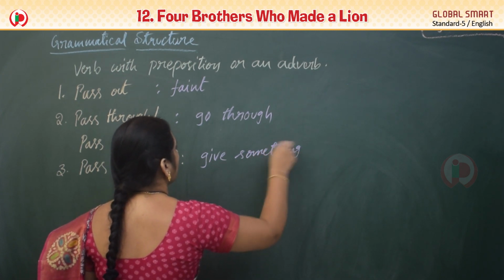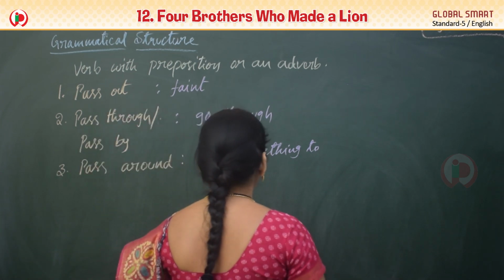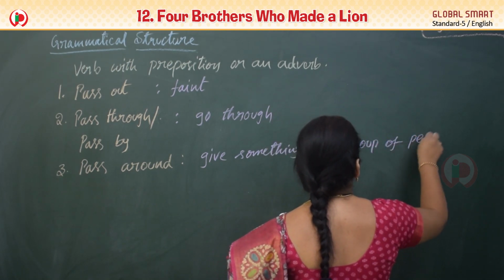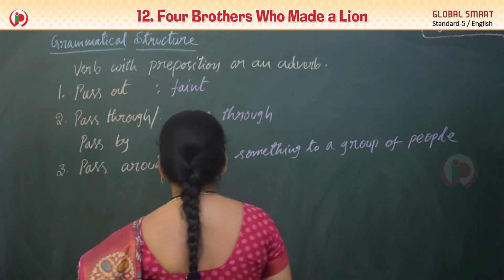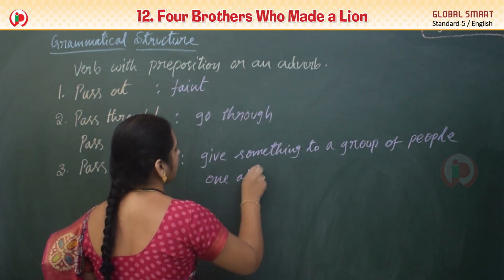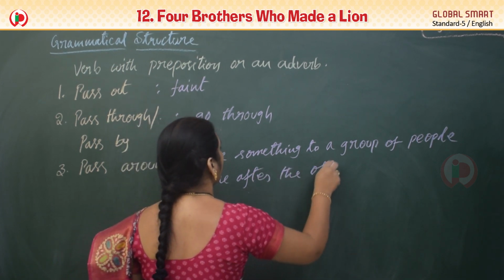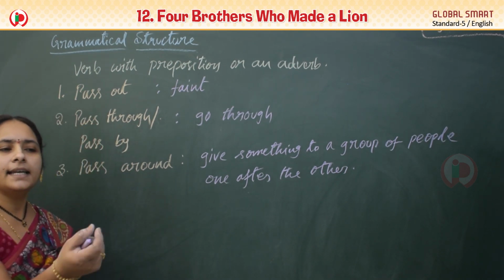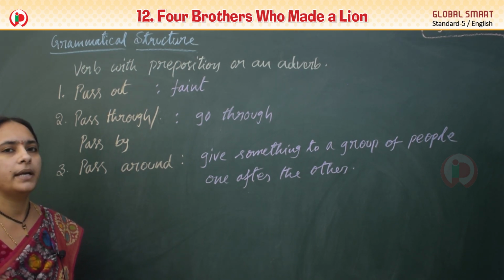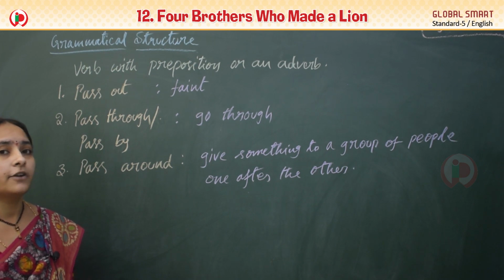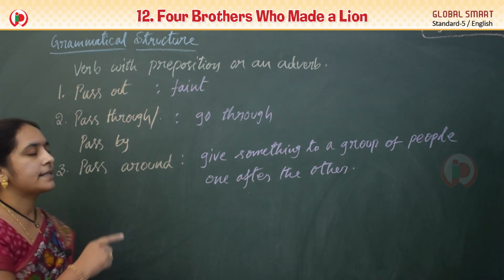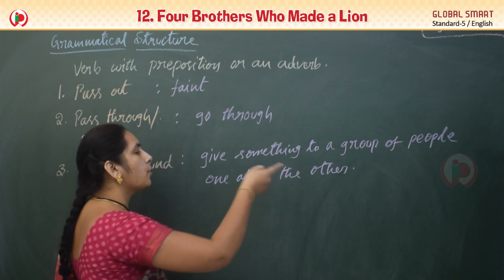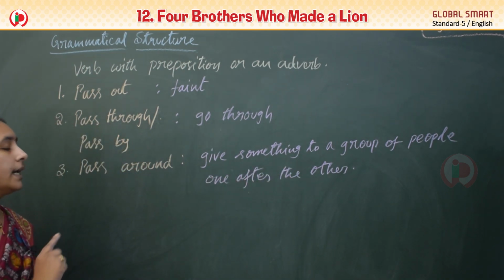Give something to a group of people, one after the other. So here, what is this? Actually, this pass around is going on in your classes. If you give any paper, one by one you take this copy, like this, one by one, all of you copy this from these notes. Sometimes we say, yes, that is pass around. For one student, if I give, yes, pass to the next one, one by one. So give something to a group of people, one after another, that we call pass around.